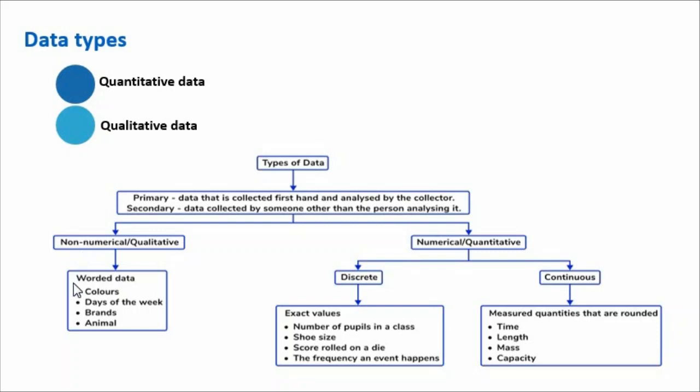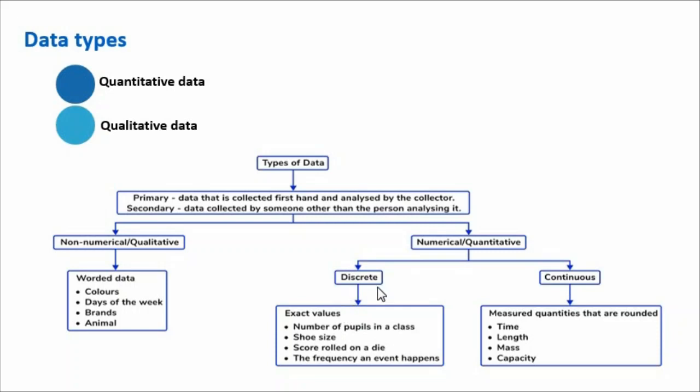Qualitative data are worded data. For example, colors. Blue, white, green, these are words. Days of the week. Brands, animals. Now, if we move to quantitative data themselves, they can be discrete or continuous.